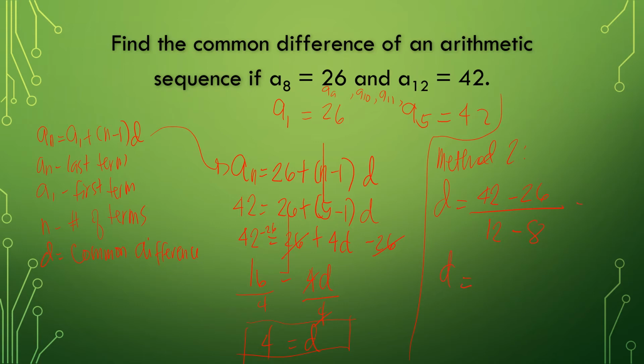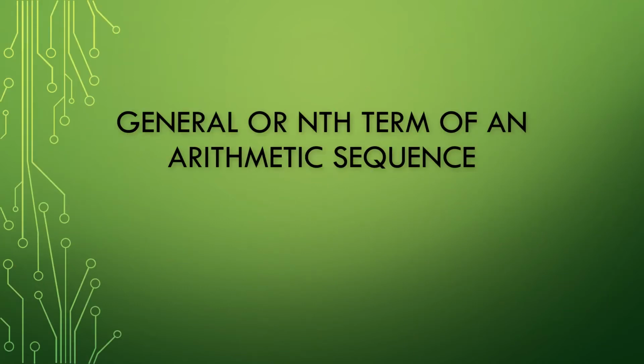So, this is from a sub 12 minus a sub 8 over 12 minus 8. So, 42 minus 26, this is equal to 16. 12 minus 8 is equal to 4. So, D is equal to 4. That is the common difference. Now, let us find the general or the nth term of an arithmetic sequence.